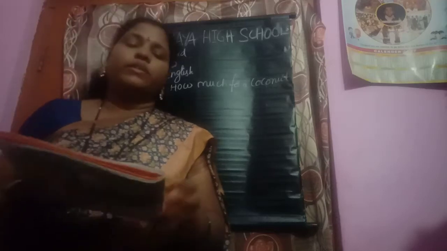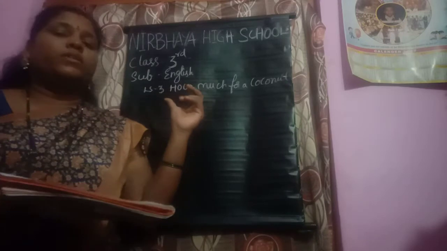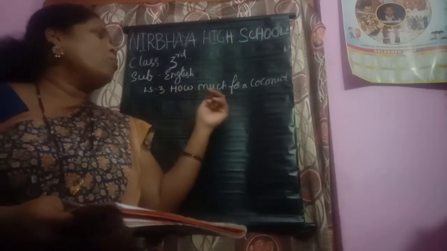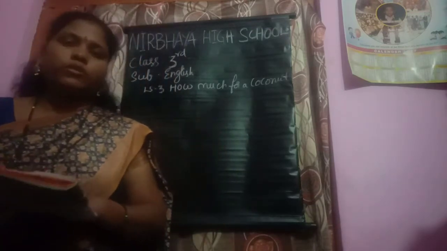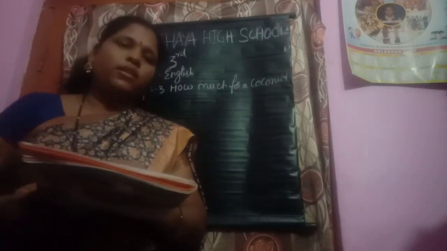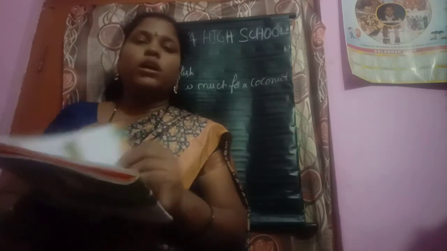What have we learned? I have explained to you lesson number 3. What is lesson number 3? How Much for a Coconut? I have explained this lesson. Yes, children. About which person in this lesson? Yes, about Bikubai. I have explained to you about Bikubai.